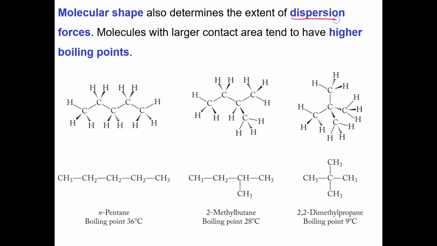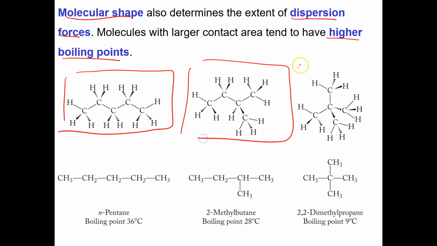Dispersion forces or London forces are also influenced by molecular shape. In particular, the more surface area a molecule has, the more it can interact with neighboring molecules and the higher boiling point we would expect to see. So if we look at this series of molecules here, each of them has the same molecular weight and the same number of atoms. However, they have different degrees of branching, which reduces the surface area.